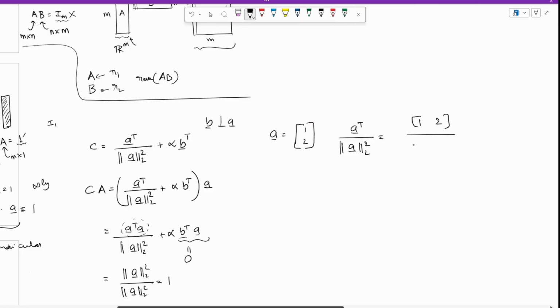Square of the length, that will be 5. Okay? That means this matrix, 1 by 5, 2 by 5, is a left inverse. Okay, you can verify that. So if I take 1 by 5, 2 by 5 multiplied by 1, 2, I'll get 1 by 5 plus 4 by 5.